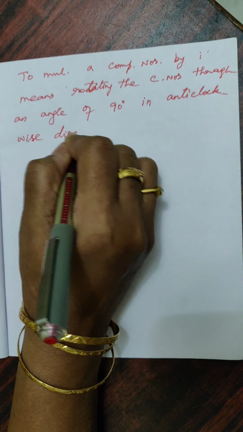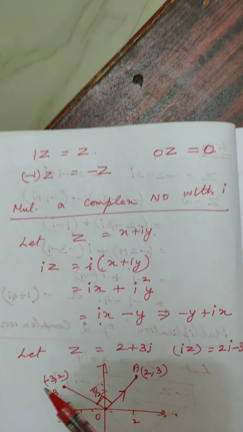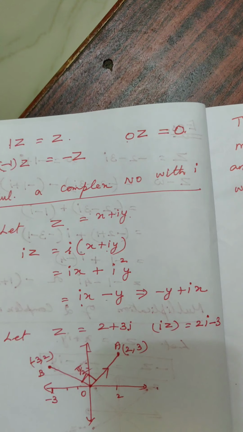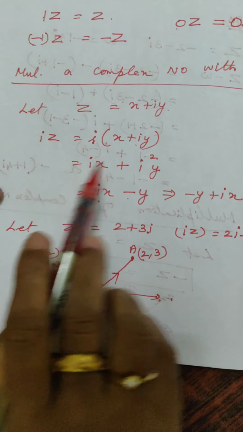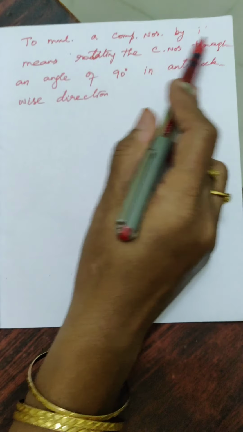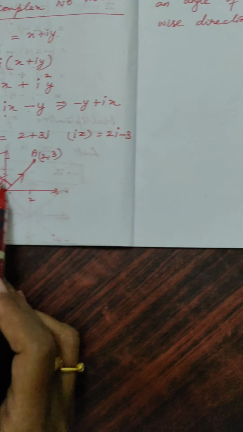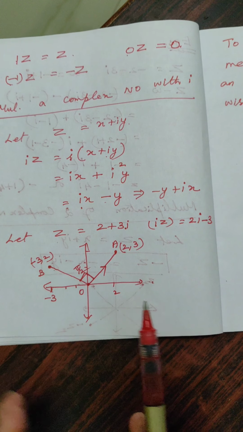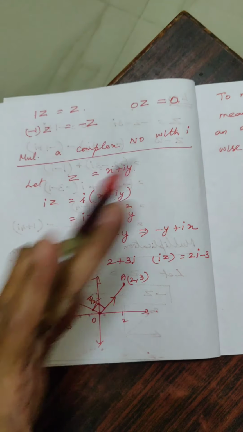So just see here, 2, 3. When you rotate this in anti-clockwise direction, you are getting minus 3, 2. So what is the angle formed here? Pi by 2. I will explain this in some other way in the next class also. Is it clear all of you? So once again, to multiply a complex number by i means rotating the complex number through an angle of 90 degrees or pi by 2. In which direction? Anti-clockwise. We are rotating in this way, not in this way.